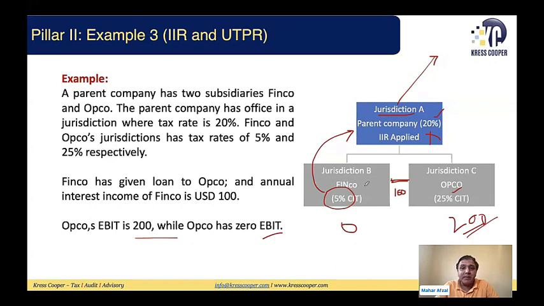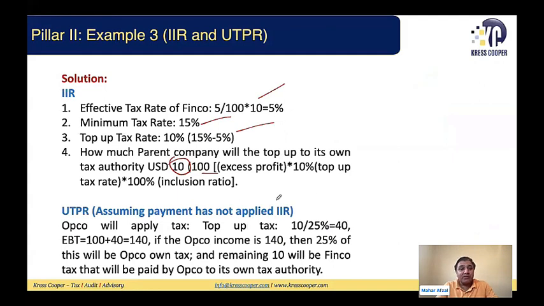The second option is that OpCo needs to withhold the tax on B's income. OpCo needs to withhold the tax while making payment to FinCo, and pay this tax to the respective tax authority. So what should be the value of the tax? They need to gross it up to make sure a minimum 15% is being paid to the tax authority. So just look into this. OpCo will apply tax 10 divided by 25%, 40.